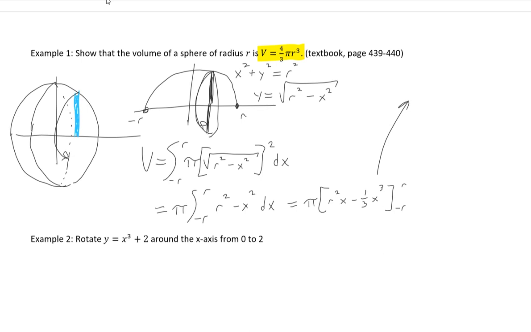Move up here so I have a little more room. If I plug in these appropriately, I'll have pi times, if I plug in r, I get r cubed, because that's r squared times r. So r cubed minus 1/3 times r cubed. And then if I plug in negative r, I get minus the quantity r squared times negative r, which is negative r cubed. Negative r into x cubed is negative r cubed, times a negative 1 will give me plus 1/3 r cubed.